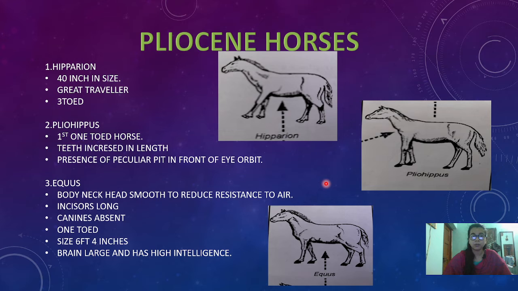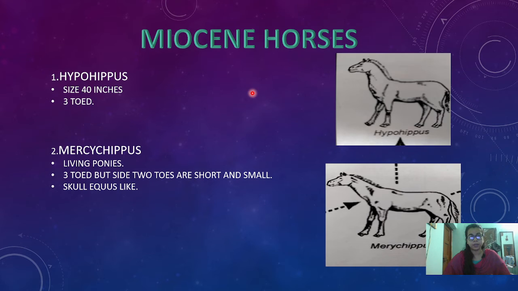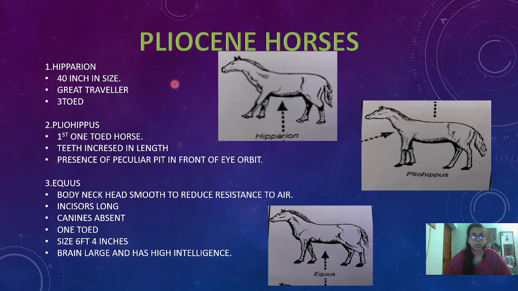Next we come to the Pliocene period, which is the modern time period, and during this time period the modern horse, that is the Equus, evolved. First during the Pliocene period, the Hipparion horse was seen, whose size was 40 inches, a little more than the previous Miocene horse, and they are the great travelers. You can see here the diagram of the Hipparion. They are known as great travelers because they used to travel great distances, but they are 3-toed.